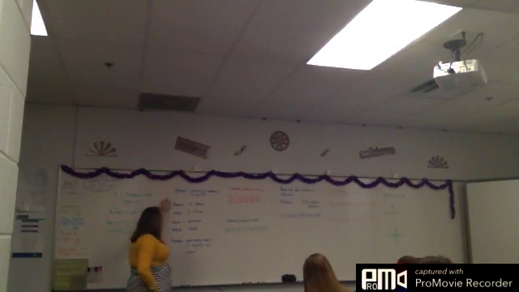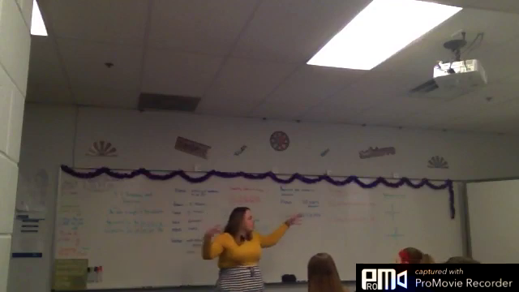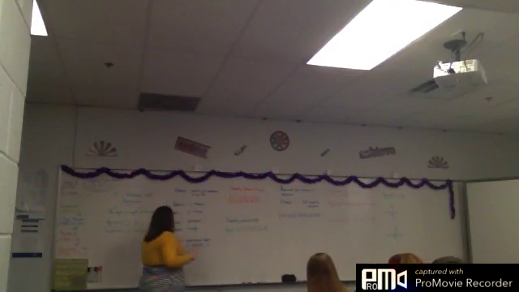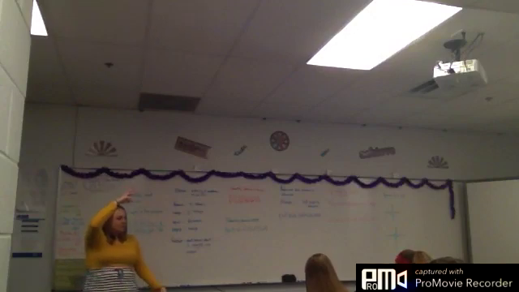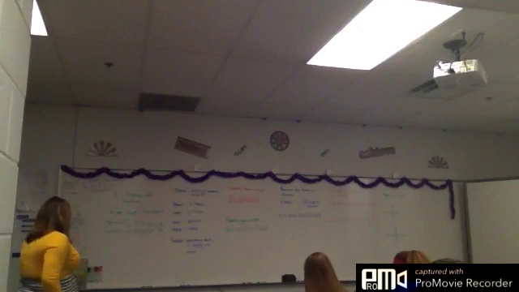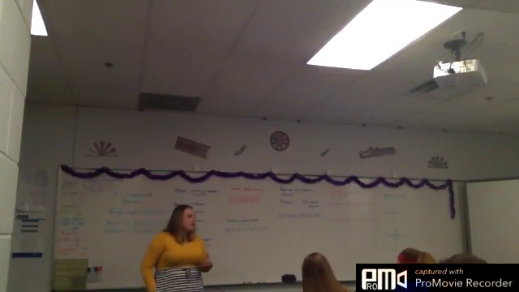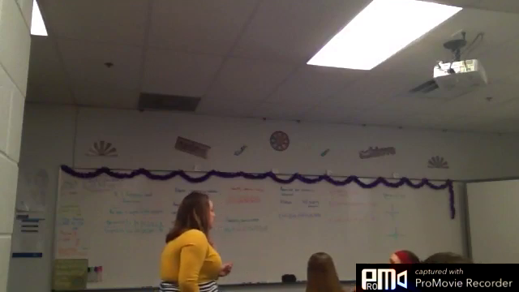A domain is my inputs, which are always my x values. So my domain is how far it goes on the x-axis, or what numbers are on the x-axis. And my range is my y values or my outputs. So how far is it going up and down, or what numbers are in the y spots. A function means that for each input, there's exactly one output. So in order for something to be classified as a function, each input has exactly one output, only one.